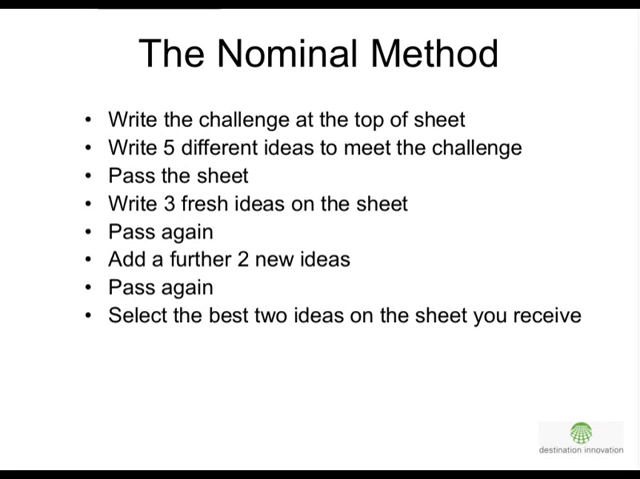What I tend to do is use an accelerated method where I take those sheets and I pass them one more time. So you pass the sheet again to your left, which means that each individual receives a sheet with 10 ideas on it, none of which is his or her idea. So there's no ownership of those ideas. And then what I ask them to do is to read those 10 ideas and select the 2 best. And I tell them the criteria to use.